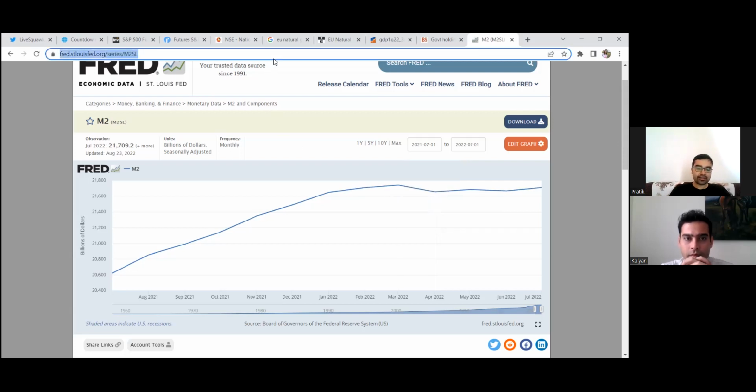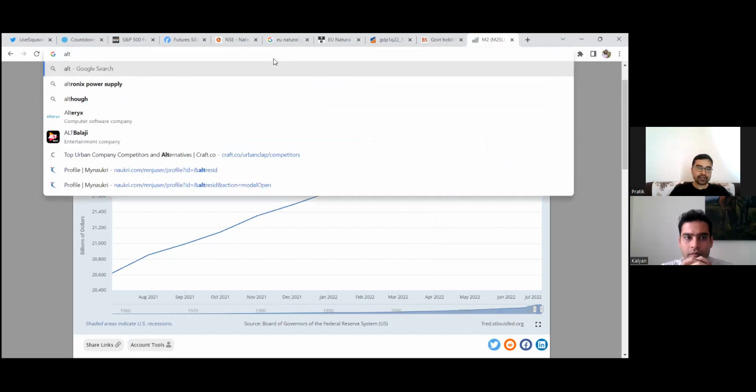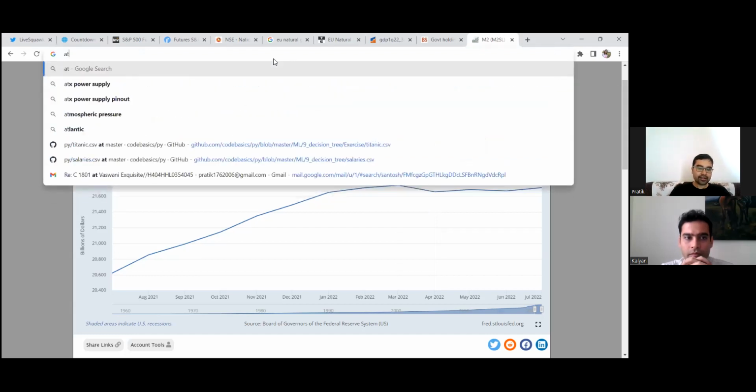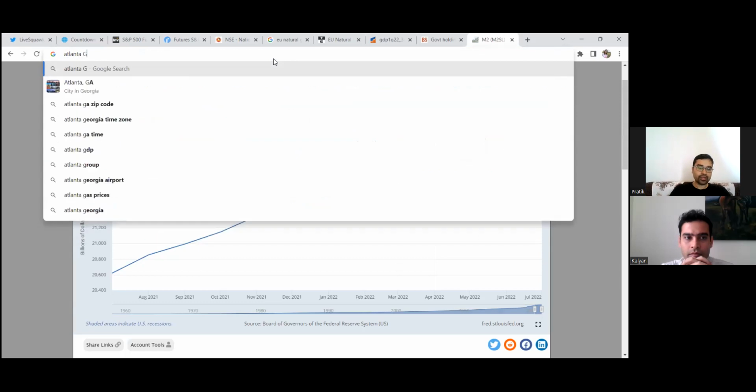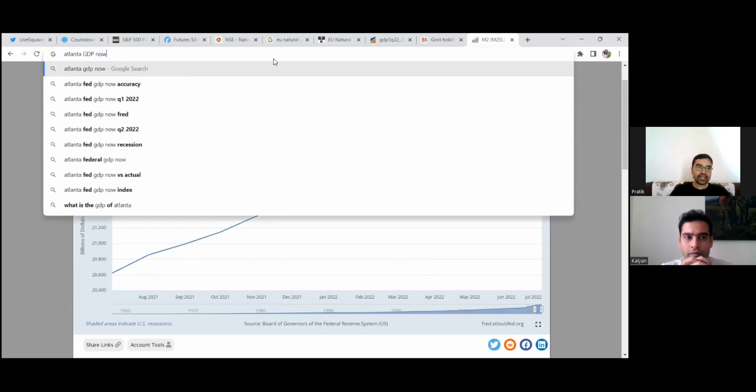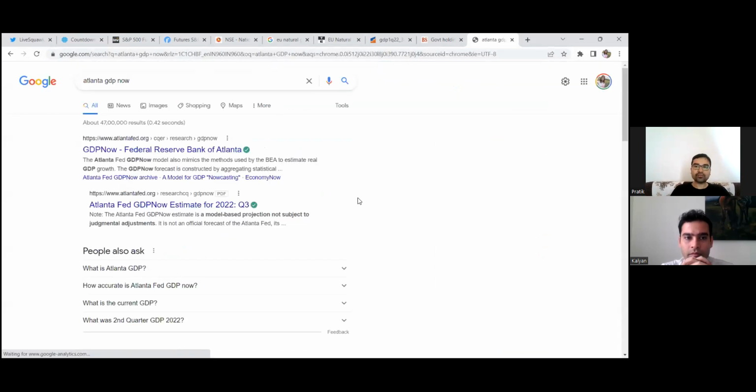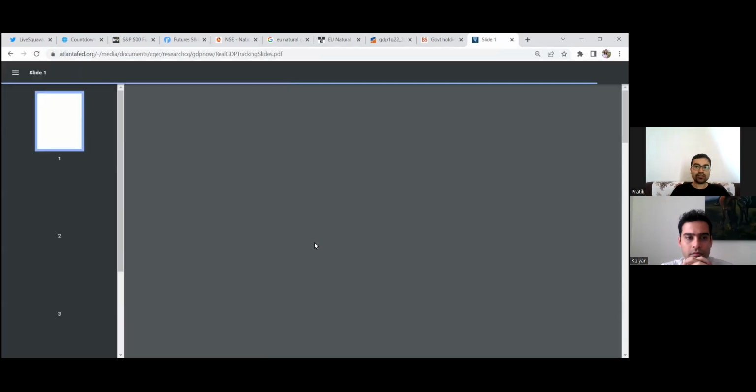Now, if you look at, there is something called the Atlanta Fed, right? Atlanta Fed basically does a GDPNow forecast, which means that standing today, what is the forecast of GDP for this quarter? So we are looking at quarter 3 now, right? We are in quarter 3.